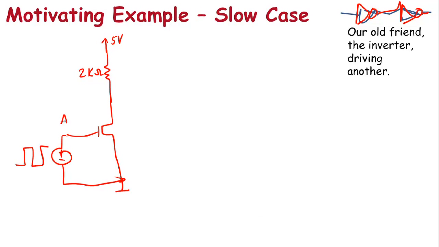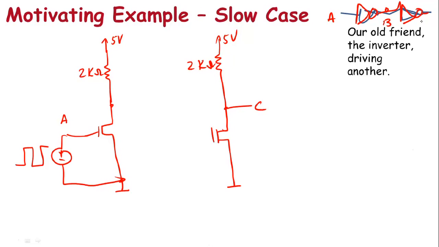Let me call this node A. This MOSFET drives a second inverter. Let me draw that inverter here. There we go. This is also 2 kilo ohms, and this is also 5 volts. And here is where I take the output C. So this is my input A, my intermediate node B, and my output C.